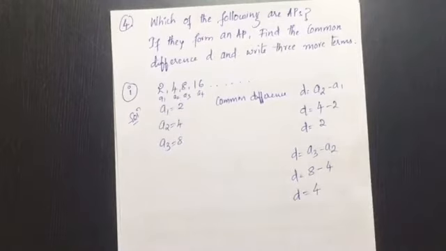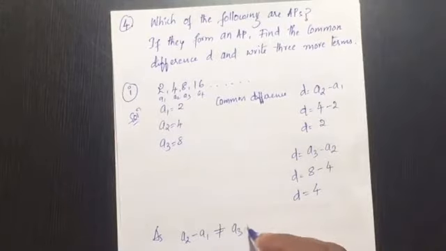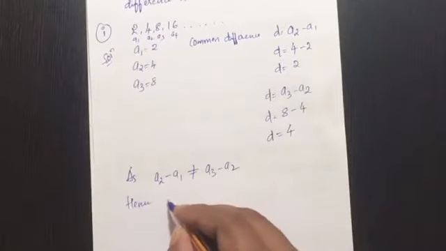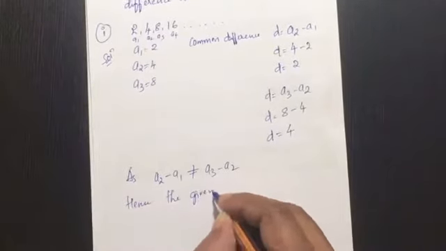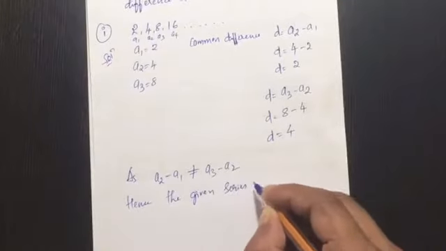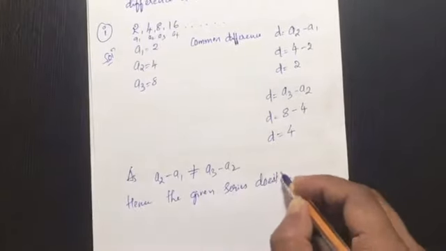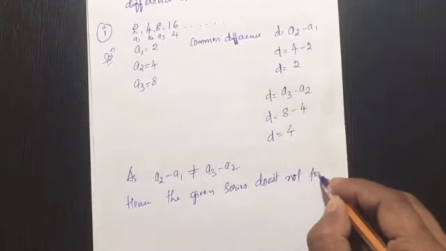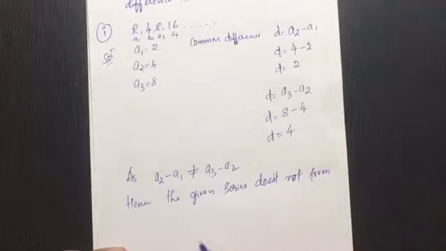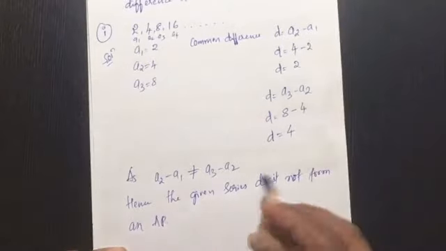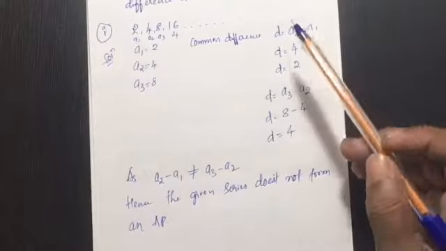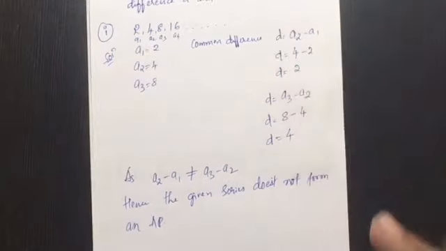So students, this is not the same. Hence A2 minus A1 is not equal to A3 minus A2. Hence the given series does not form an AP. So it is not an AP. So there is no need of finding the 3 more terms. Okay.